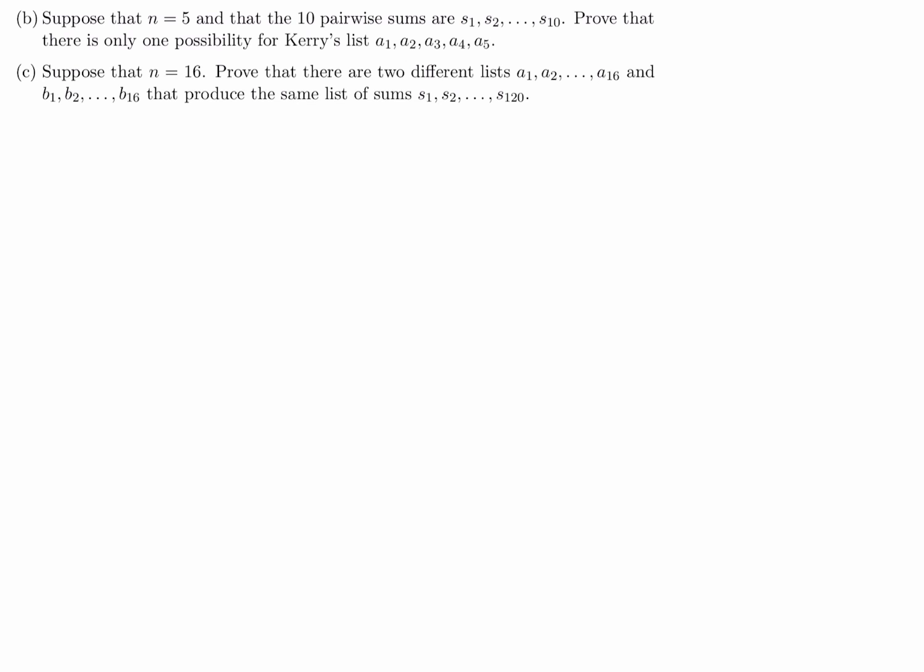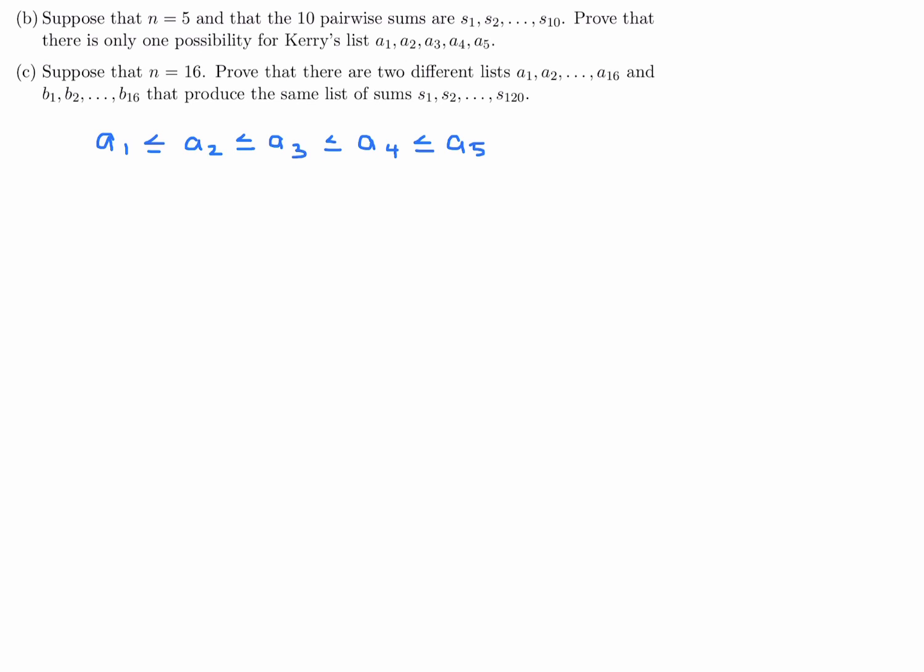Suppose that n is equal to 5 and that the 10 pairwise sums are S1, S2 until S10. Prove there is only one possibility for Carey's list, A1, A2, A3, A4, A5. So this time we have 5 for n, and we have, of course, therefore, these 5 terms. And we have to now prove, unlike the previous part where there was 2 sets, here we have to prove that there's only one set.